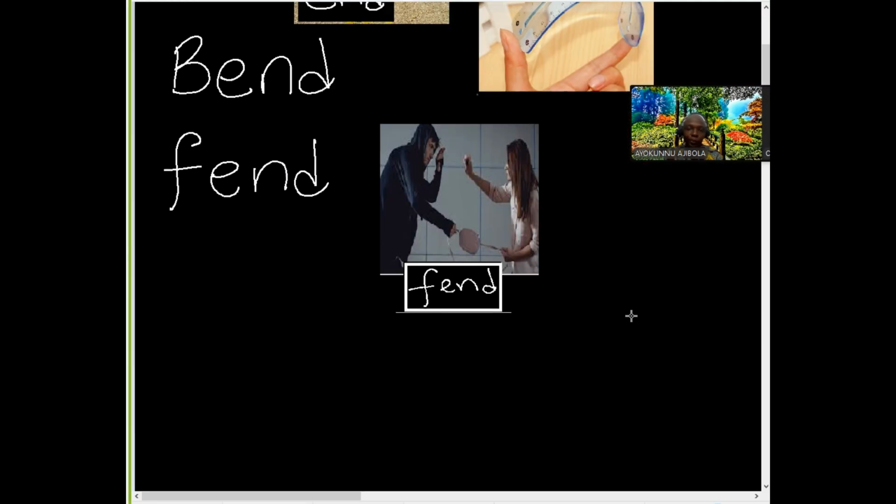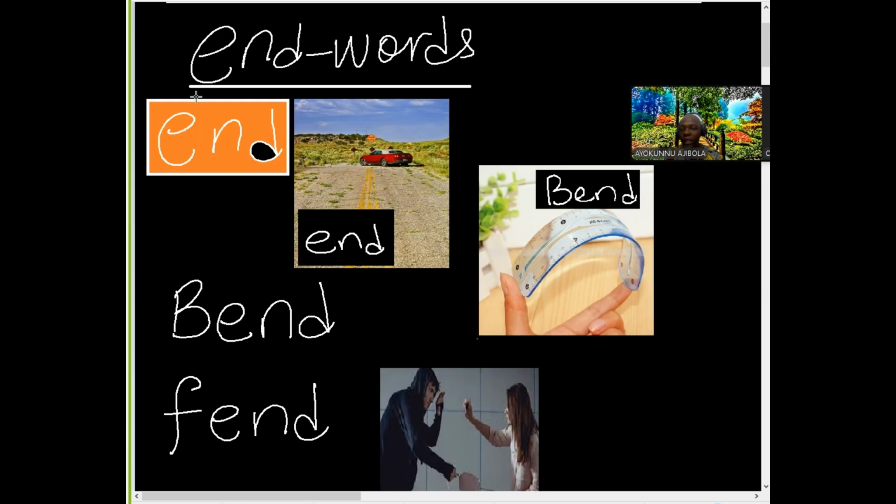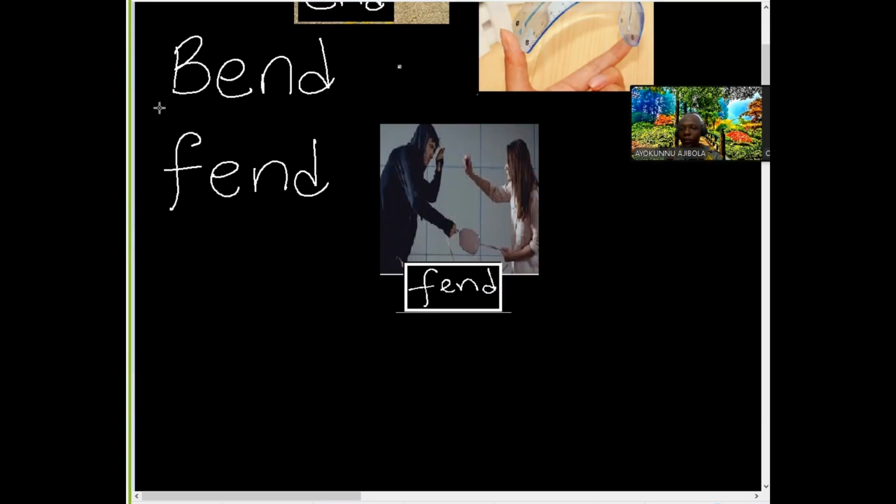That is fend. The root word is end, right? So when you join B, which is B, it becomes bend. When you join F, which is F, it becomes fend. Let us see another word that we can form by putting letter L. How do you pronounce L?